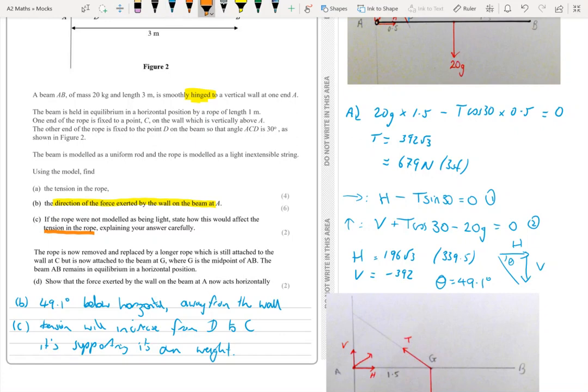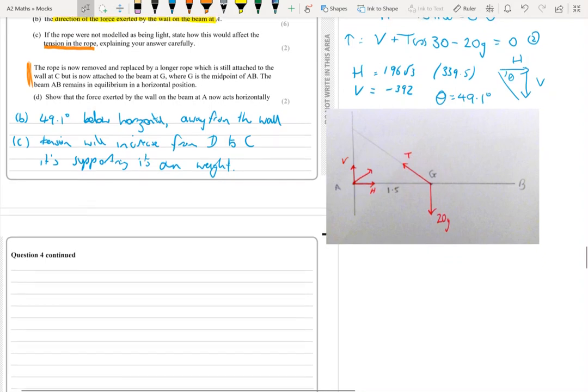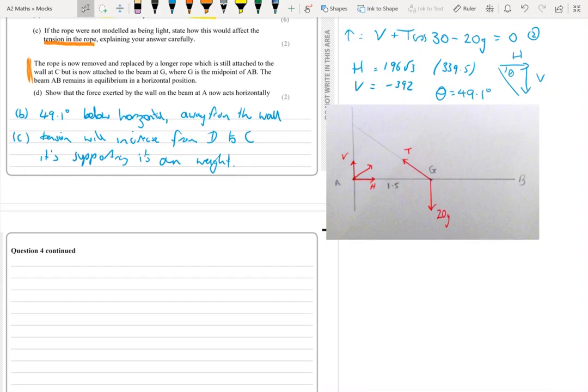Okay, plot twist. The rope is now removed. It's replaced by a longer rope, and it's attached to the wall at C, but now it's attached to the beam at G. So we need a new diagram, which I've drawn on the side here, where we look at this new configuration. The beam remains in equilibrium. Show that the force exerted by the wall on the beam at A now acts horizontally.